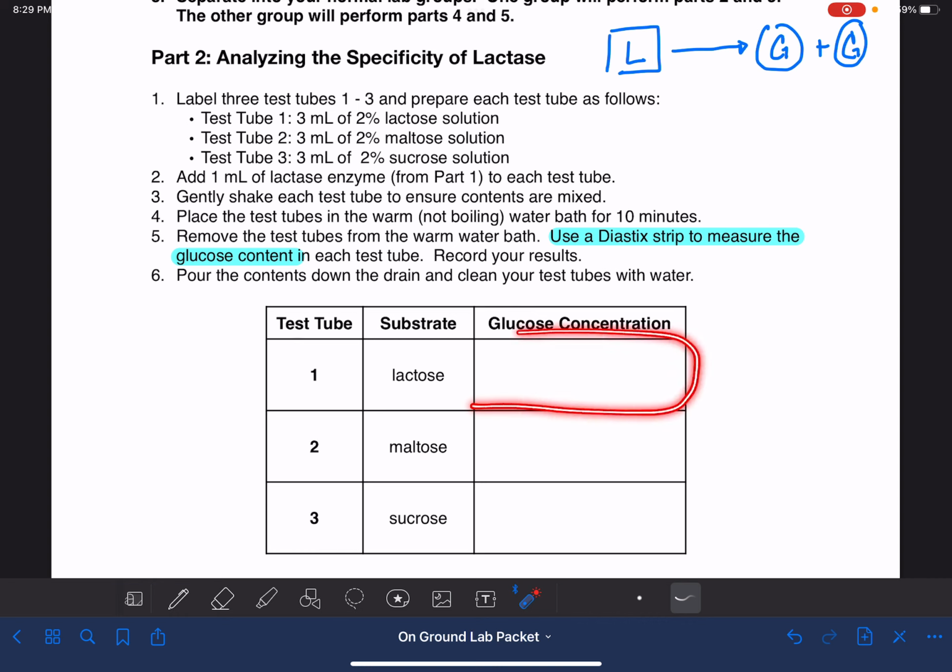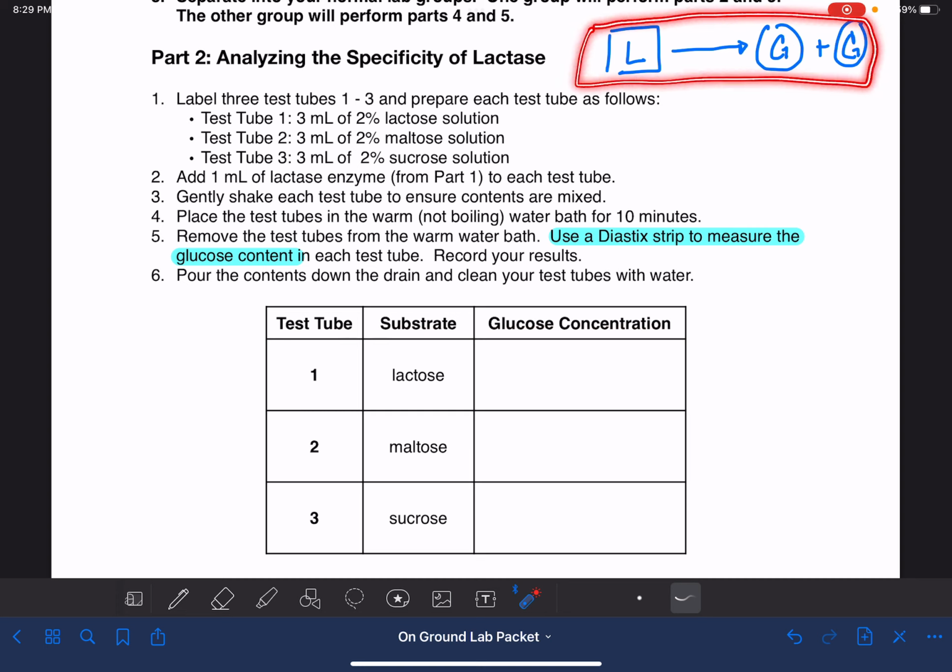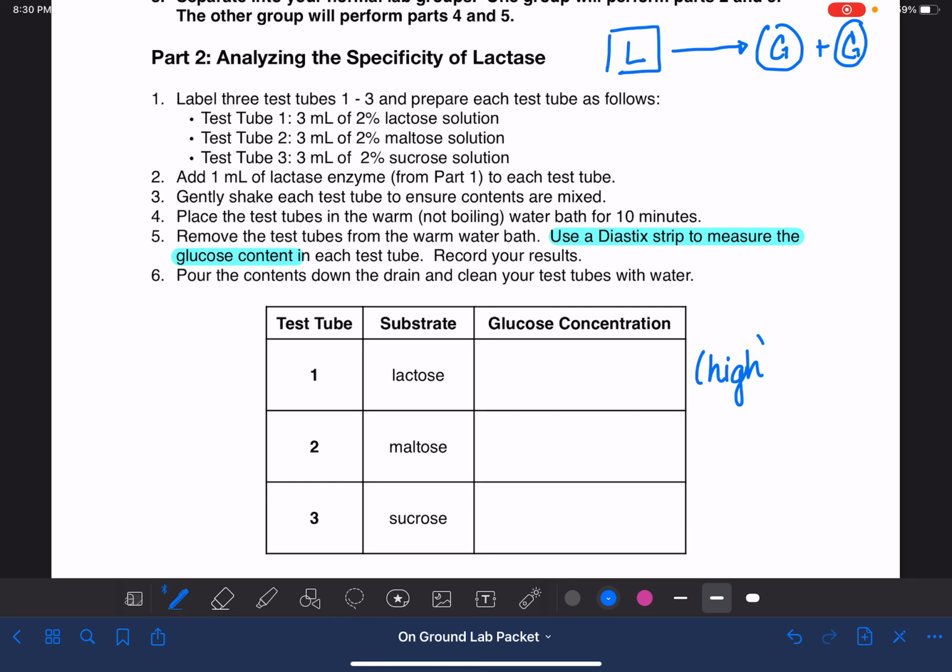Now, of course, we expect this one to have a relatively high concentration of glucose because we know that the lactase enzyme works to help perform this reaction. The lactose molecule with the enzyme present is going to be split apart. So we should expect to see a pretty high number of glucose in this box. And our question is, does this lactase enzyme also work on other types of disaccharides like maltose and sucrose? Will it also produce high concentrations of glucose?